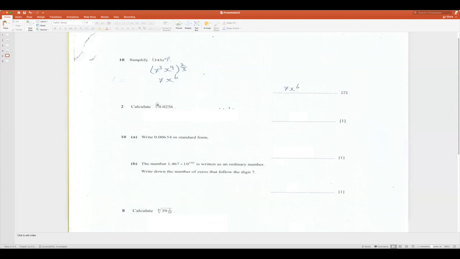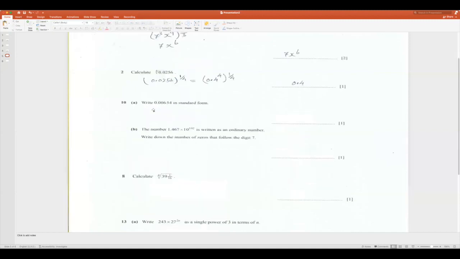Here this fourth root we can write as 1/4. 0.0256 bracket 1/4. Fourth root we can write as power of 1/4. 256 means 4 times 4, 4 into 4 into 4 into 4. This is 0.4. Then 4 decimal points come in. Then 4 to 4 cancel. The answer is 0.4.